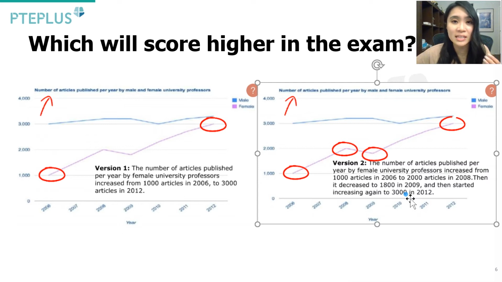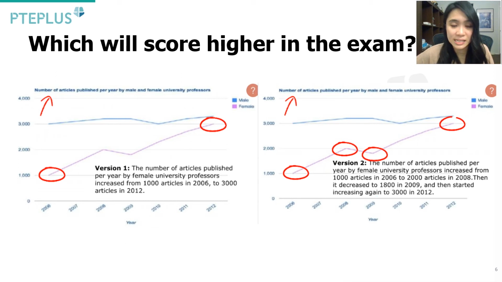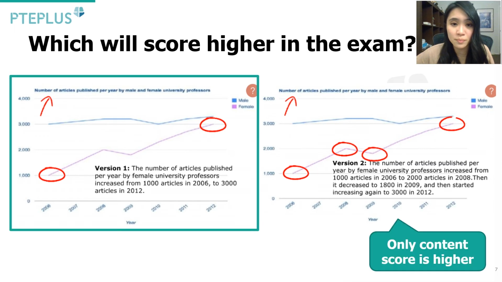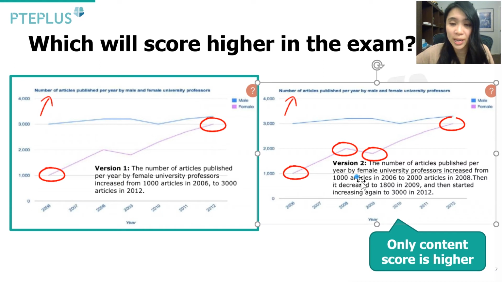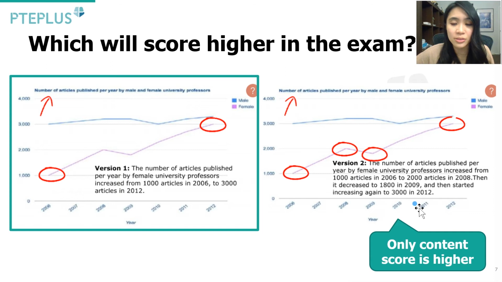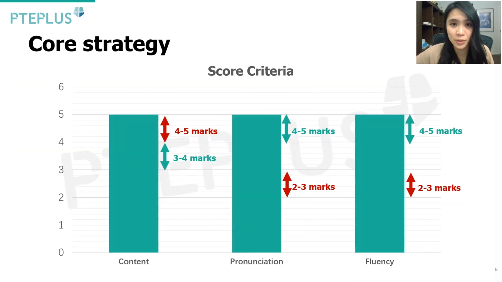Now, if you recall, in the exam, you're not tested only on content. There are 2 other criteria as well, pronunciation and fluency, and they are each worth 5 marks too. So actually, in the exam, the version that will score better is actually version 1. Because with version 2, it will receive a higher score, but only in the content criteria. Okay, so with version 2, it will be receiving a higher score in content of 4 to 5 marks.